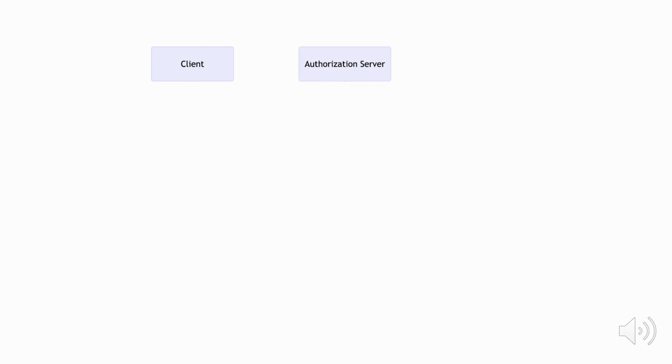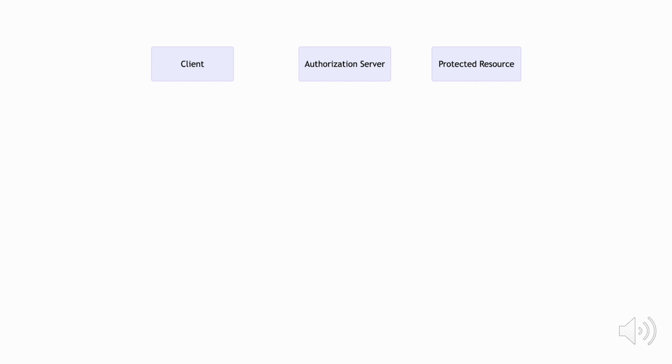The authorization server plays the role of the gatekeeper, responsible for authenticating and authorizing the client. Once authenticated, the authorization server issues an access token to the client, granting it permission to protected resources. The protected resource is a valuable asset that the client aims to access. That could be user data, services, or any other sensitive information.